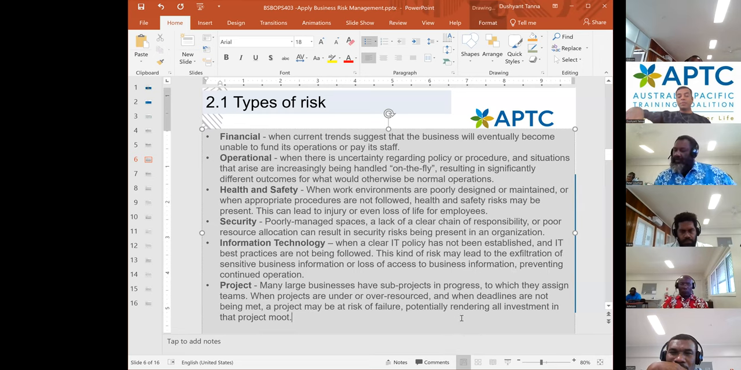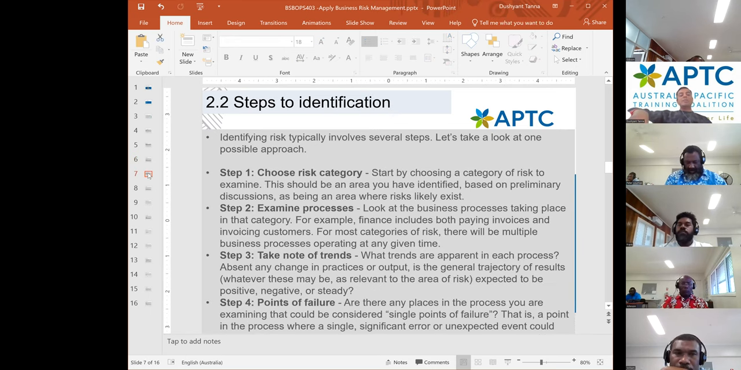Project: many large projects have sub-projects in progress to which they assign teams. When deadlines are not being met, a project may risk failure, potentially rendering all investment in the project void. With bigger projects, remember we talked about the strategic plan, then there is an operation plan, then there's a team plan. So a bigger plan or project will have some sub-projects as well. How do you identify risk?